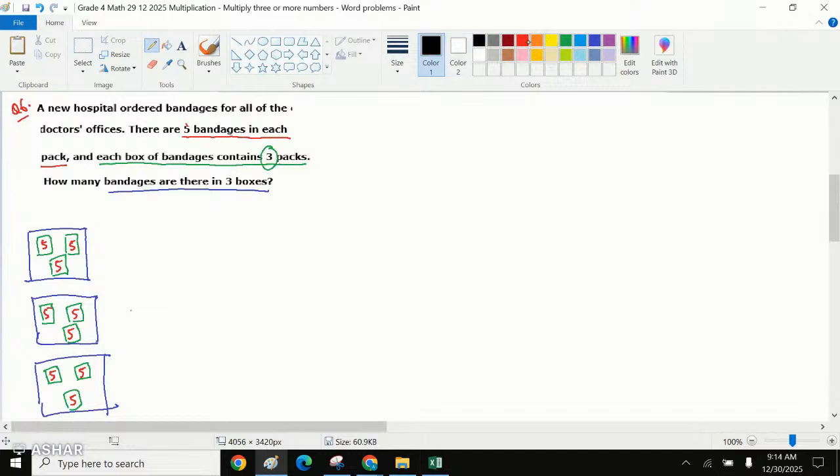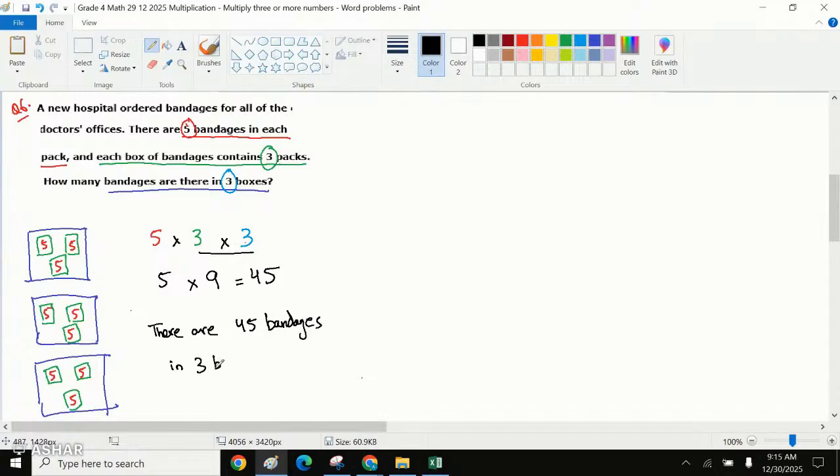So there are 5 bandages per pack. In 3 packs there would be 15 bandages, right? And this is kept in one box. How many boxes are there? There are 3 boxes, right? So we know that 15 times 3, this is 45. That means 45 is the total. So we say there are 45 bandages in 3 boxes.